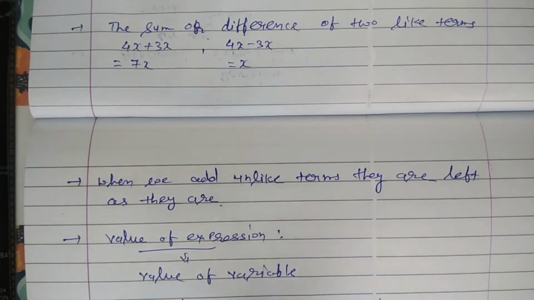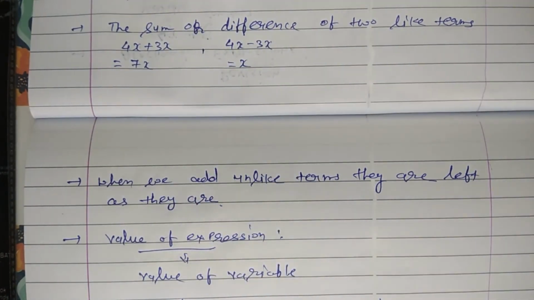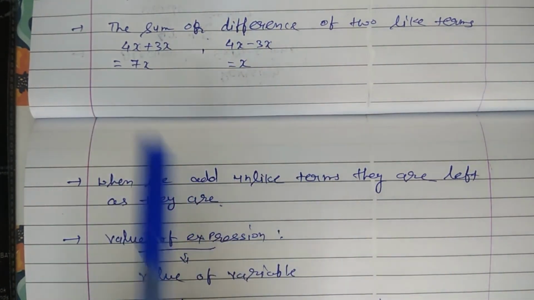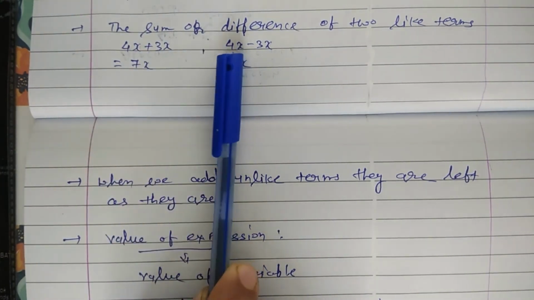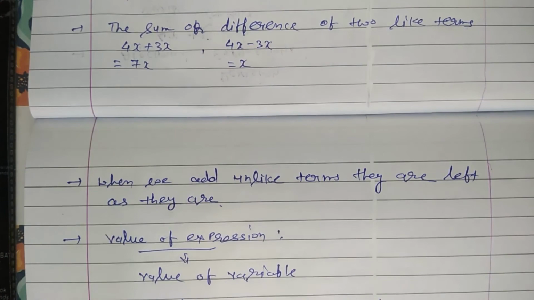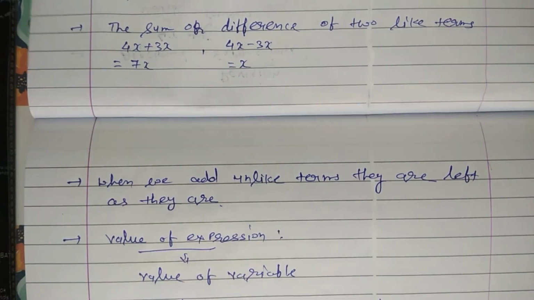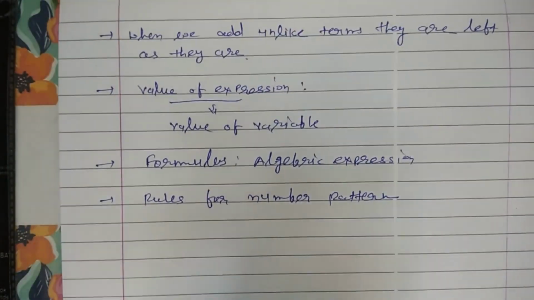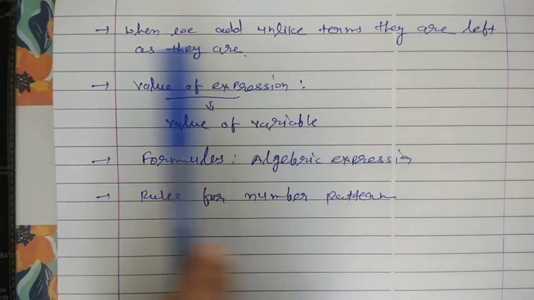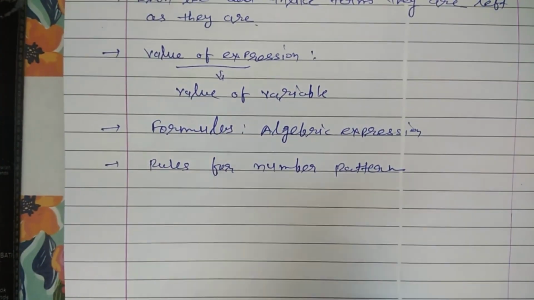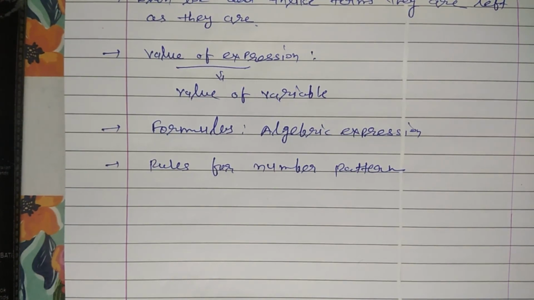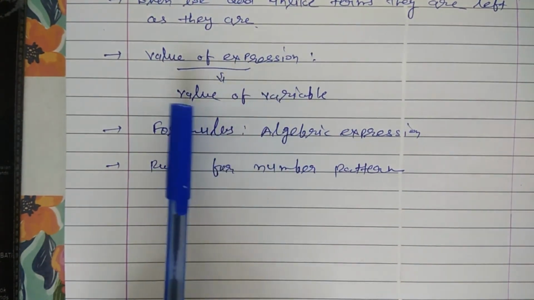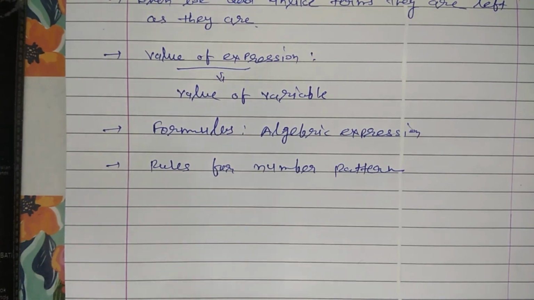Then we have learned about the sum or difference of two like terms. Sum is nothing but the sum of the numerical coefficients of like terms, and difference is the difference of the numerical coefficients of like terms. For example, 4x plus 3x is equal to 7x, and 4x minus 3x is equal to x. Then we have learned that when we add unlike terms, they are left as they are. Also we have learned the value of an expression, and the value of an expression is totally dependent on the value of the variable. Then we have learned about formulas using algebraic expressions, and also we have learned the rules for number patterns. Thank you.